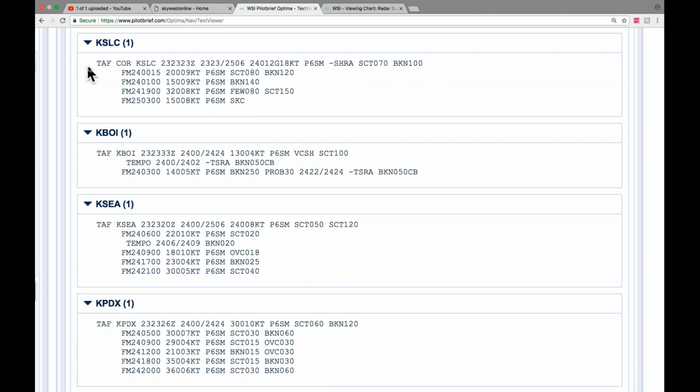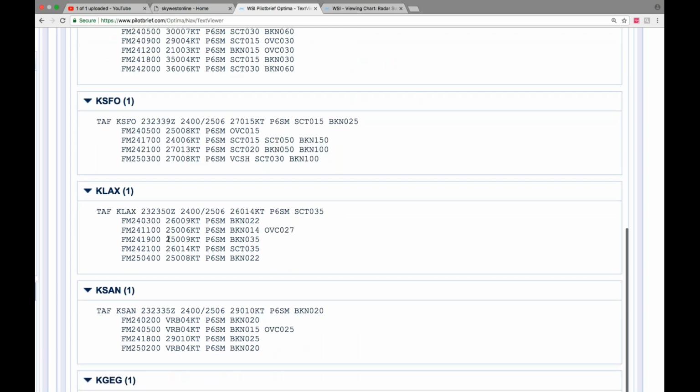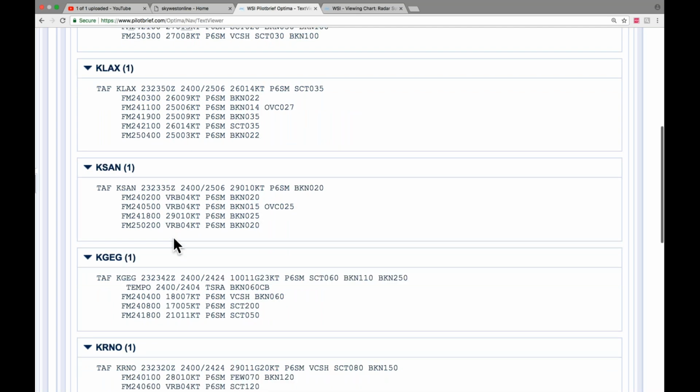So let's go through the TAF now. Like I said, it's a lot like a METAR, just a little more simplified because it's a forecast. Remember, a METAR is what is currently happening over the field. A TAF is what is expected to occur over the next approximately 24 hours. So this TAF is a corrected TAF. COR stands for corrected.